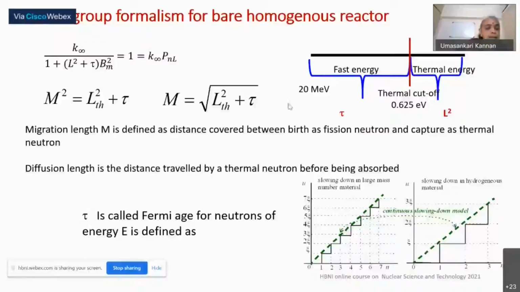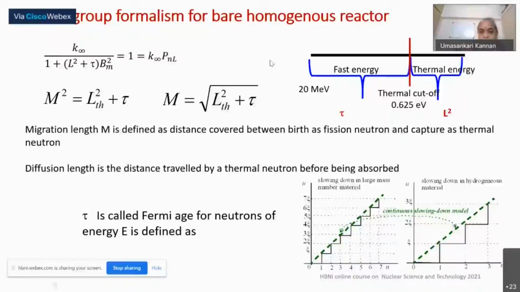In the same parlance as the thermal case, you can derive the slowing down length in the fast region, and thereby it is also called LS square or tau. This is a continuous slowing down model which is being applied, and here you get the migration length or the migration area.